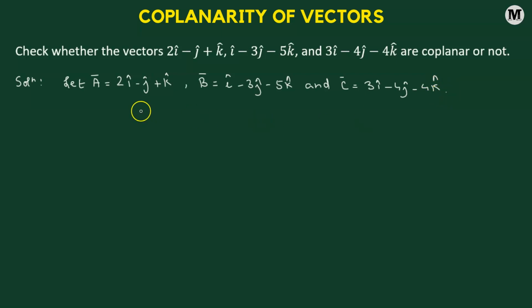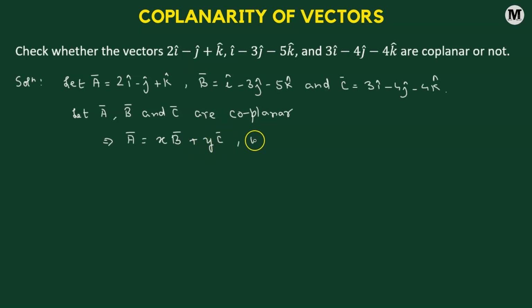Now, first we will suppose that these three vectors are coplanar. Although we need to check whether they are coplanar or not, we'll first assume that vector A, vector B and vector C are coplanar. Because if these three vectors are coplanar, then pick up any vector, it can always be represented as a linear combination of the other two vectors. That means we have A equals x times vector B plus y times vector C, where x and y are some real valued scalars.